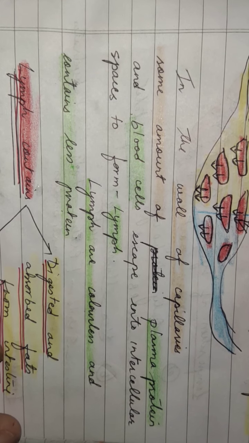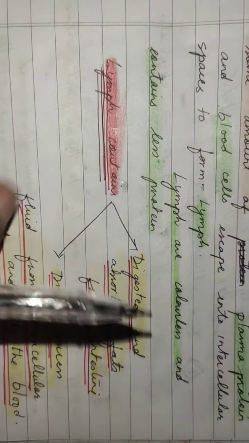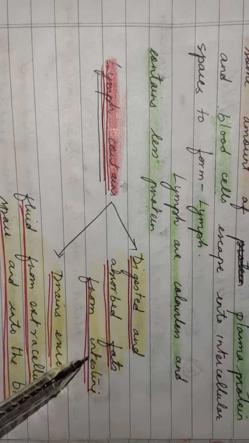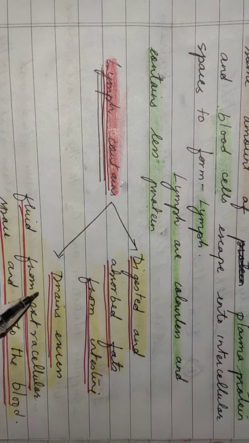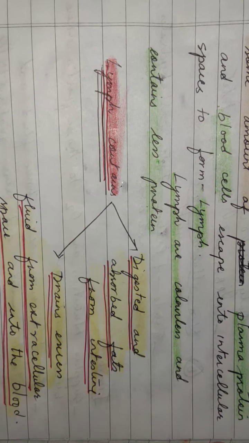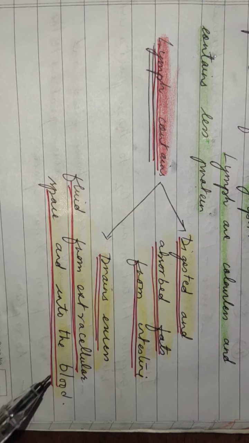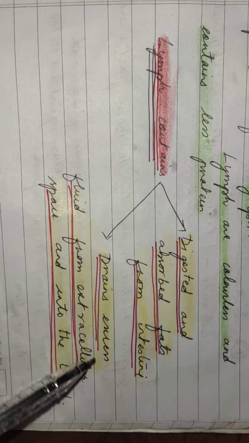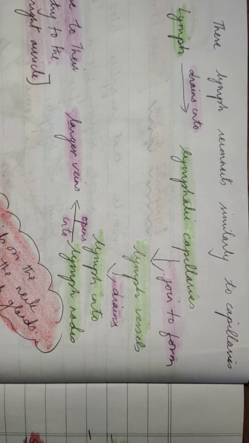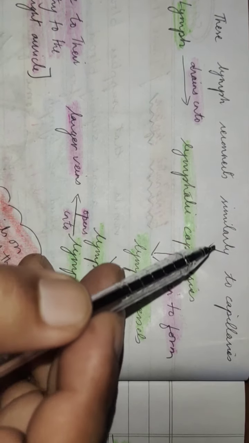So what does lymph contain then? Lymph contains digested and absorbed fats from the intestine. It helps to drain excess fluid from the extracellular space and into the blood. So the main function of lymph is that it drains the excess fluid, and again sends it back to the blood vessels. The lymph reconnects similarly to capillaries.